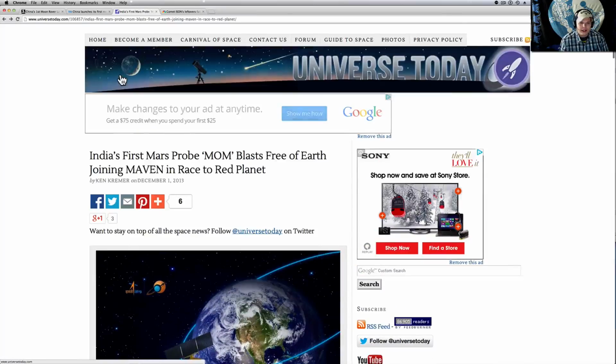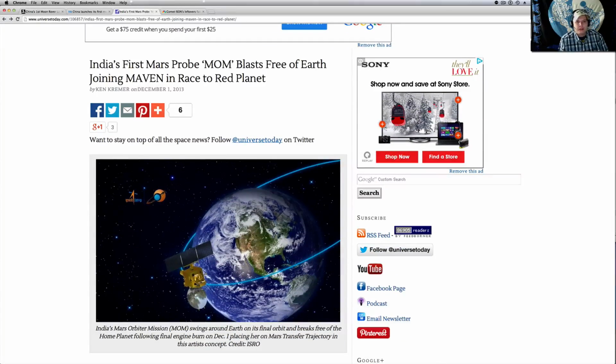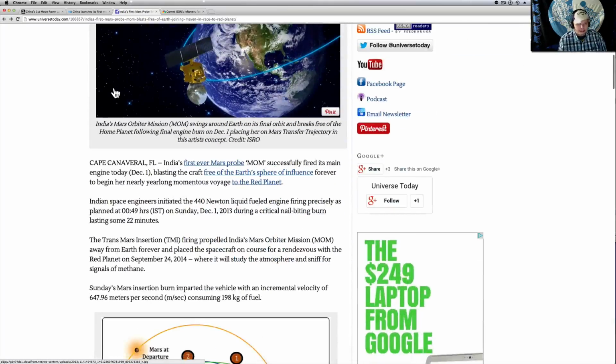They were able to get out of Earth's orbit. India's first Mars probe, MOM, blasts free of Earth, joining MAVEN in a race to the red planet. This is so cool. From Earth, we've got two probes just side by side heading out of here. India's first ever Mars probe, MOM, successfully fired its main engine today, blasting the craft free of the Earth's sphere of influence forever to begin her nearly year-long momentous voyage to the red planet.